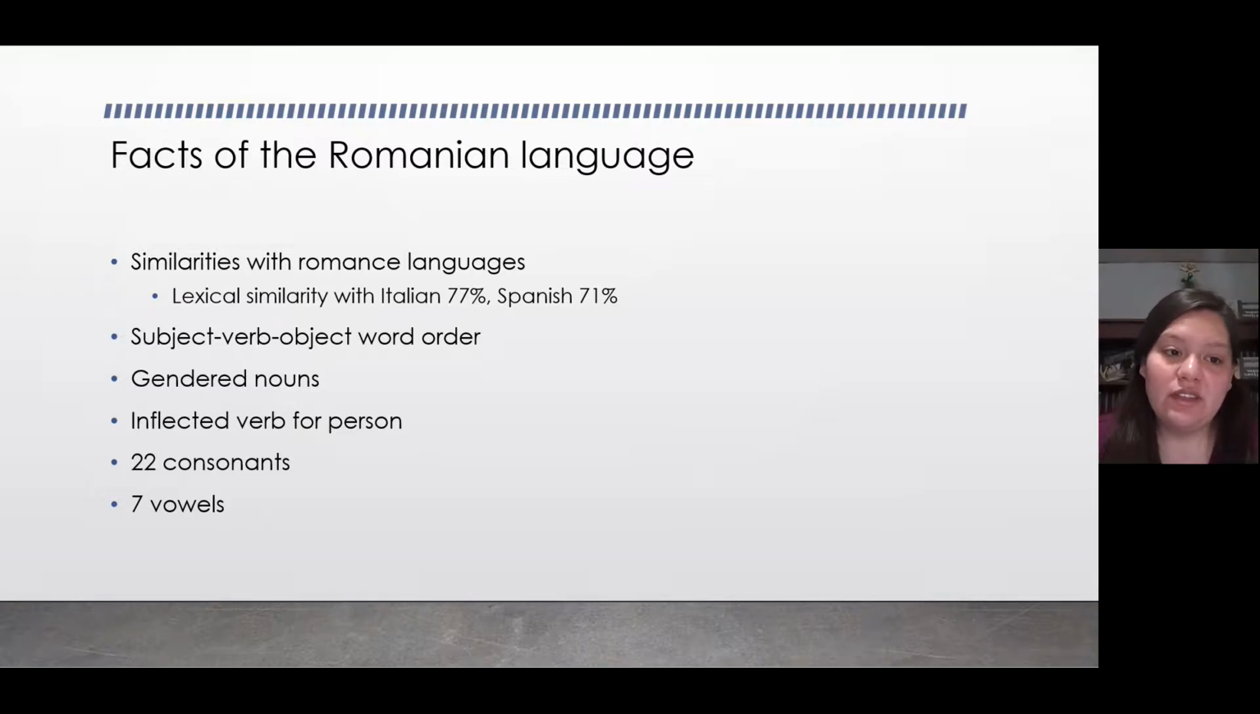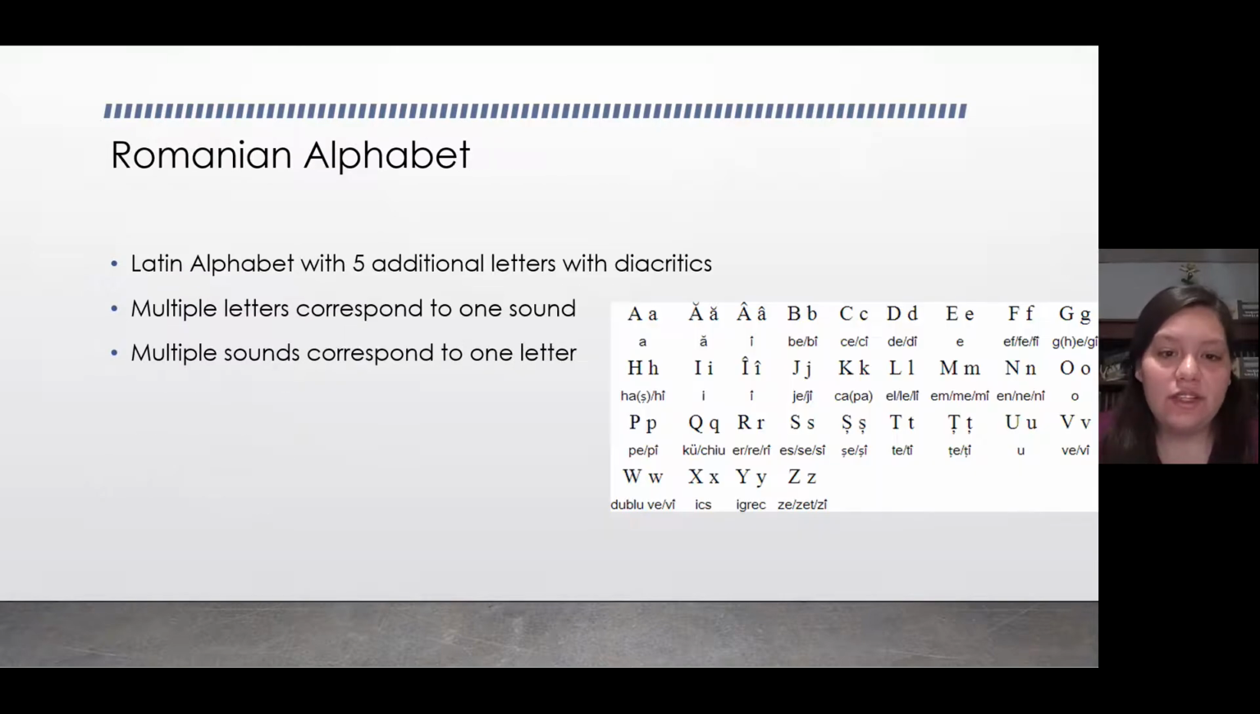Romanian does have gendered nouns, and they do have inflected verbs for person, but the verbs can also depend on the mood and the tense that they're trying to portray. And then Romanian does have 22 consonants and 7 vowels. And this is just a picture of the Romanian alphabet. The Romanian alphabet is the Latin alphabet, but it has 5 additional letters that have diacritics, as you can see here on the A, the 2 A's, the I, the S, and the T.